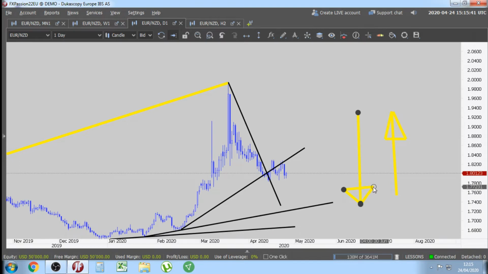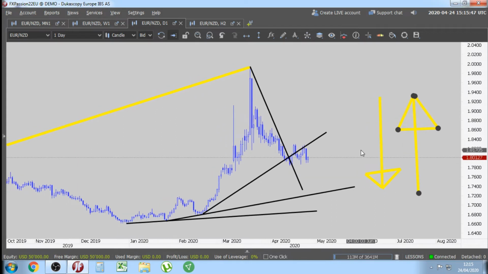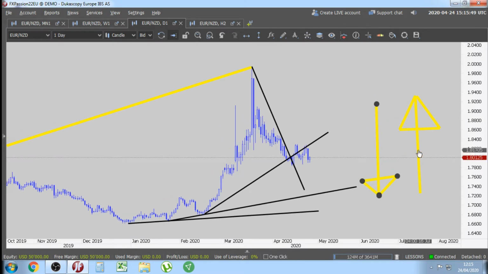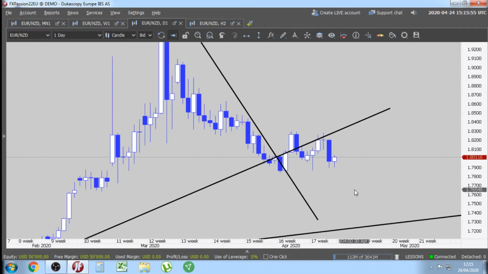Everybody, today is Friday, and on Monday or Sunday night the market is going to open again. If you are not in a trade already, how are you going to trade Euro New Zealand daily chart? This is the chart.